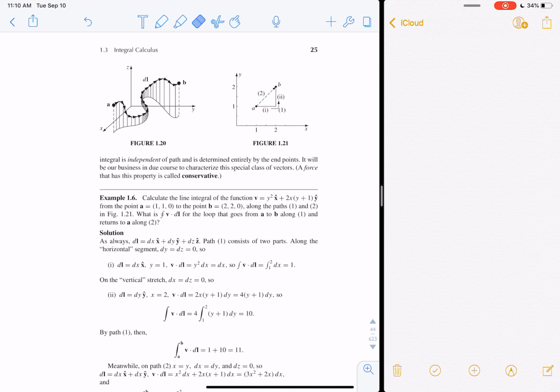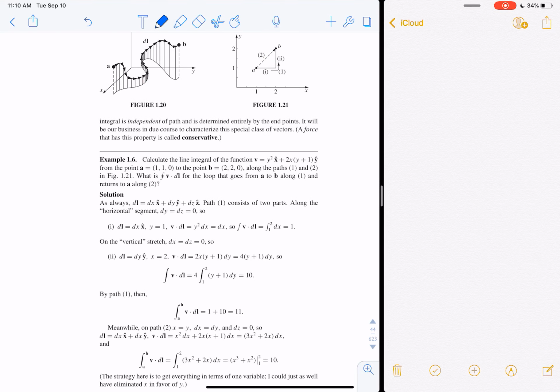So in order to do that, your little dl is just dx x hat, dy y hat, dz z hat, because that is just representing the components. You're always moving a little bit in the x, a little bit in the y, a little bit in the z. That's your infinitesimal line element, and you dot that into your vector, and that gives you how the path is changing.